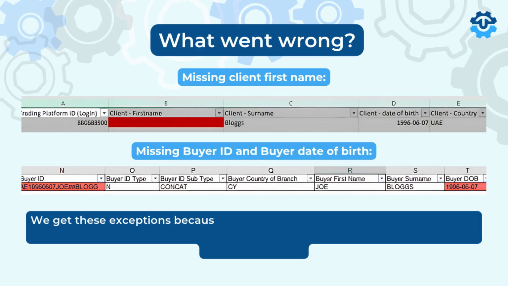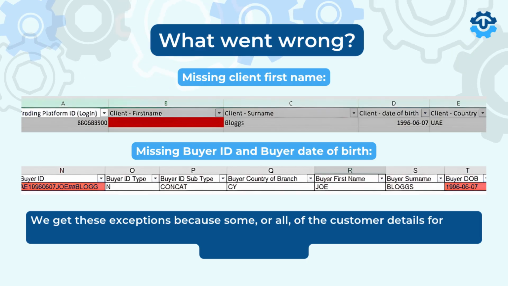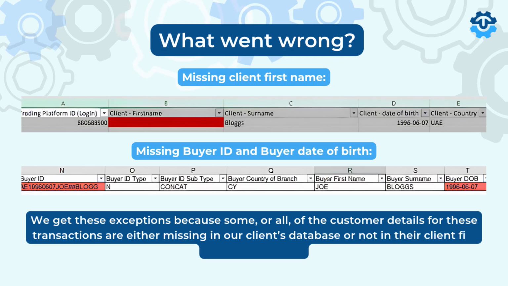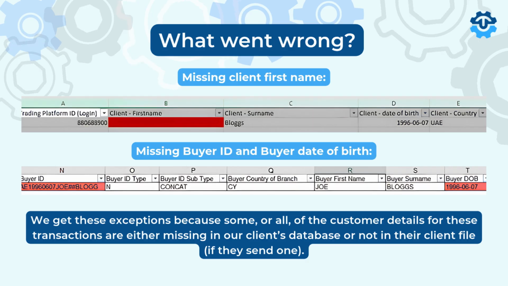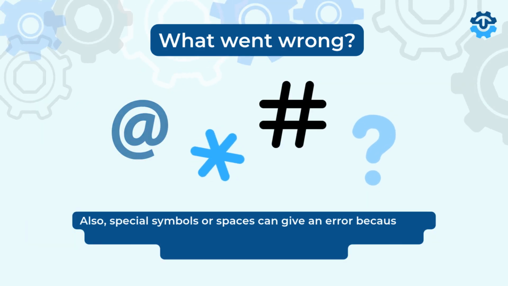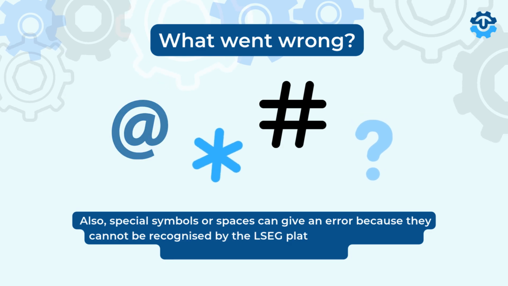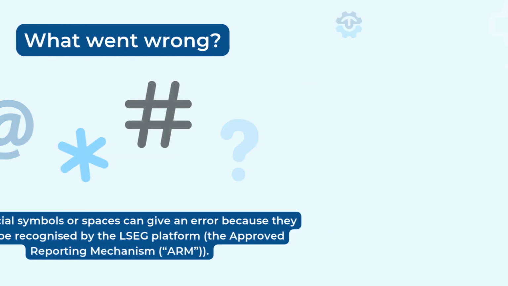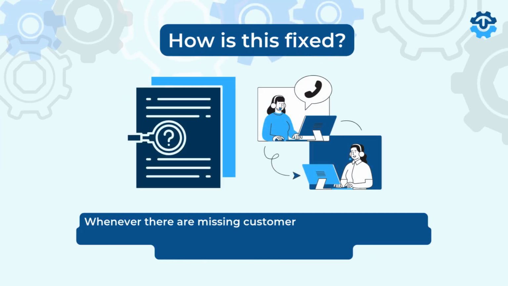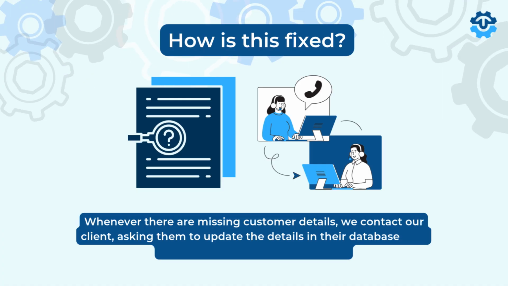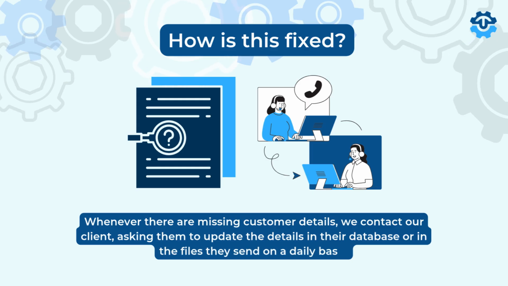We get these exceptions because some, or all, of the customer details for these transactions are either missing in our client's database or not in their client file, if they send one. Also, special symbols or spaces can give an error because they cannot be recognized by the LSEG platform, the approved reporting mechanism. Whenever there are missing customer details, we contact our client, asking them to update the details in their database or in the files they send on a daily basis.